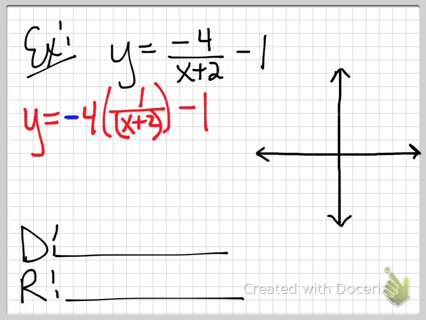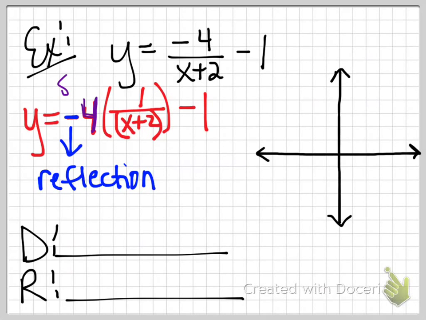So let's just do one thing at a time. This negative right here, recall, means it's a reflection, just like the other graphs we've dealt with. The 4 right here, because it's a whole number, means it's going to be a stretch.